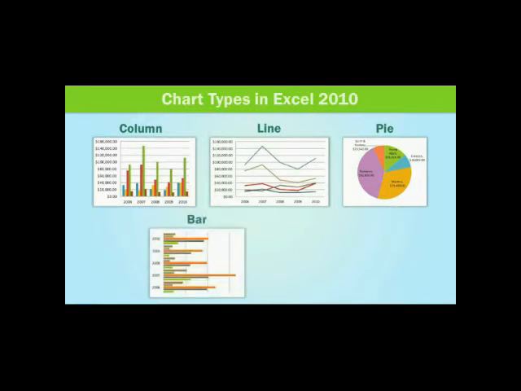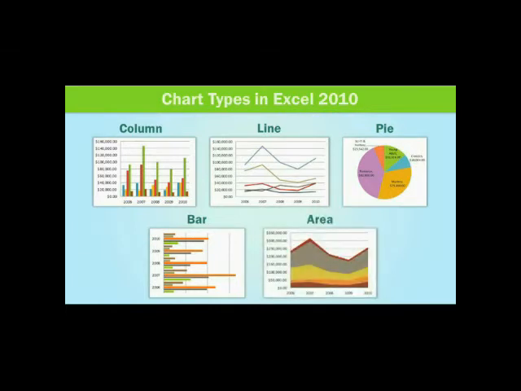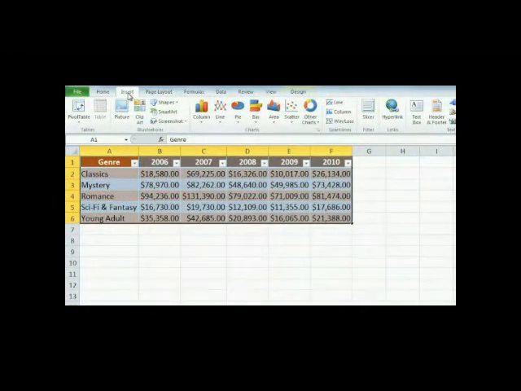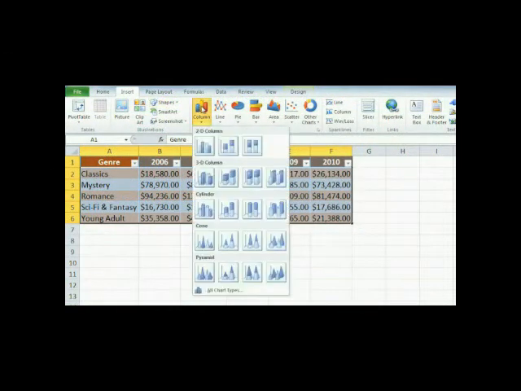Bar charts are basically just column charts, except they use horizontal bars. And area charts are like line charts, except the areas under the lines are filled in. And there are also some other types that are a bit more specialized. I think I'll start with a column. Each category has a number of different variations. I think the 3D clustered column looks good.